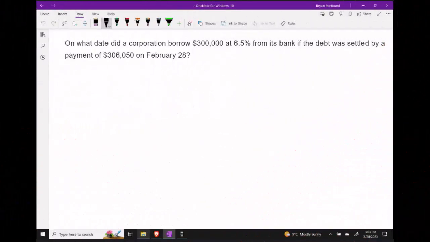Suppose that a corporation borrowed $300,000 at a simple interest rate of 6.5%. If its debt was settled using a payment of $306,050 on February 28th, when did they borrow the principal amount?